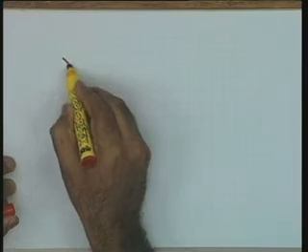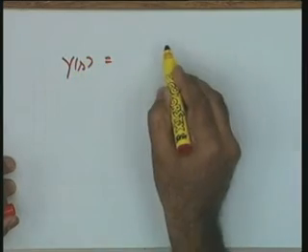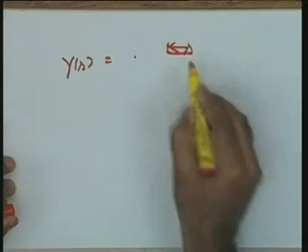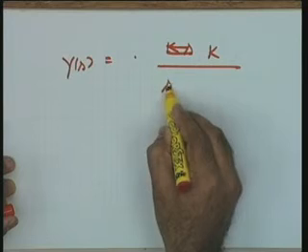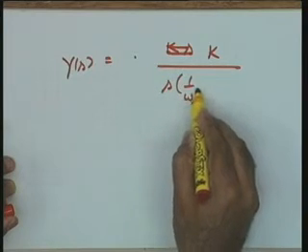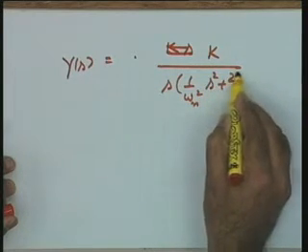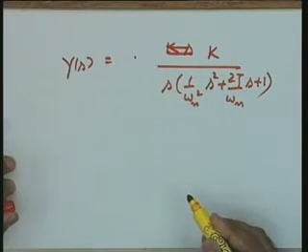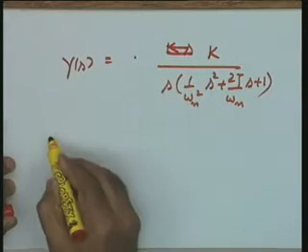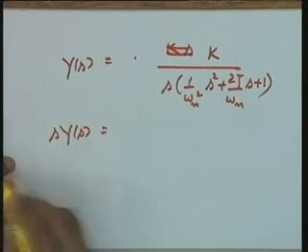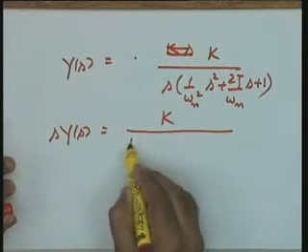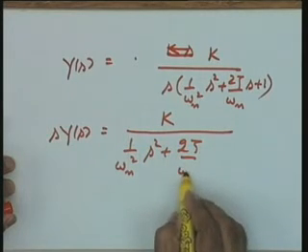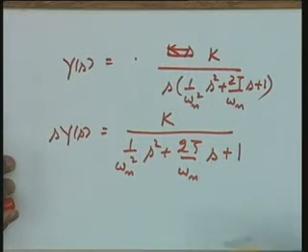Let us say, in this particular case, Y(s) for a unit step input is k over s into 1 over omega n squared s squared plus 2 zeta omega n s plus 1. It is for you to test. I have given you the general condition of applicability. sY(s) becomes equal to, as you see in this case, K over 1 by omega n squared s squared plus 2 zeta by omega n s plus 1.